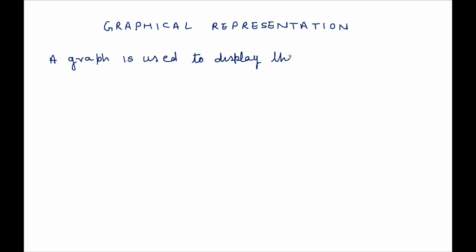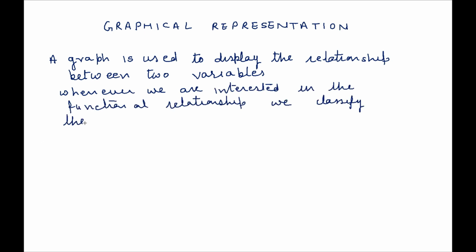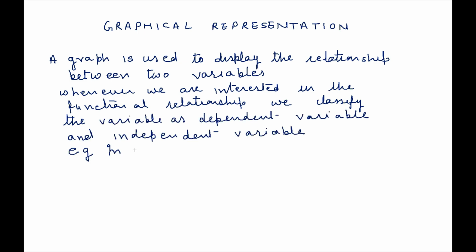Graphical representation. What is a graph? A graph is used to display the relationship between two variables. Whenever we are interested in the functional relationship, we classify the variable as dependent variable and as independent variable. So what are these dependent and independent variables?